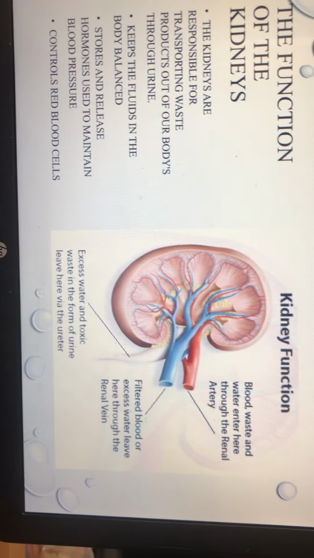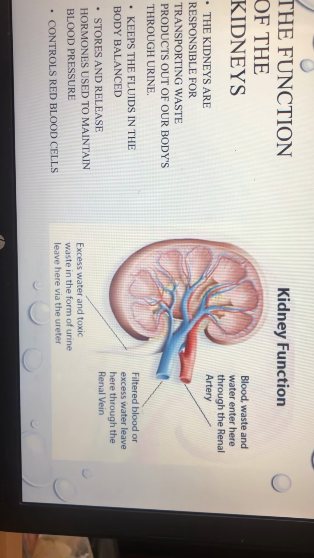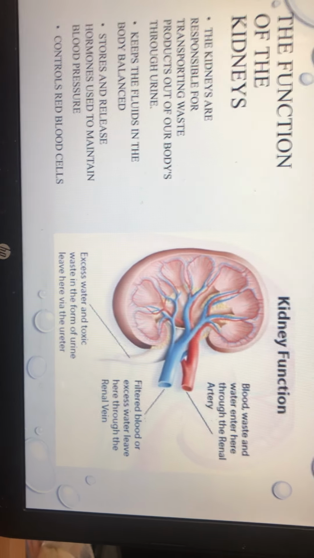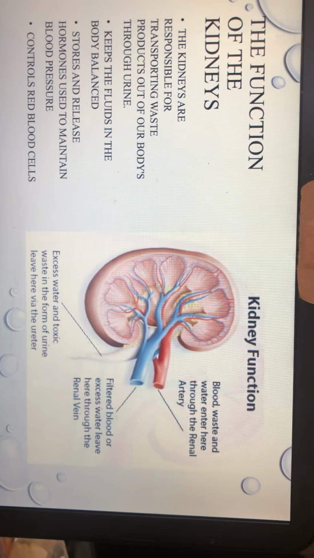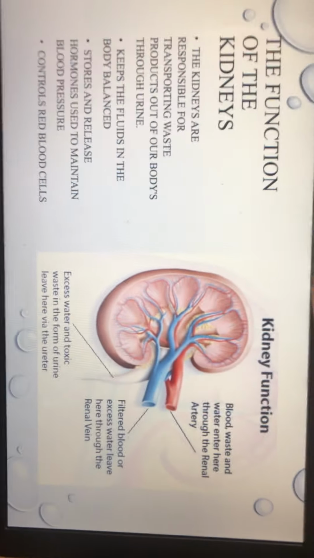And here is a diagram on how that works. So blood, wastes, and water enter the renal artery and it exits through the renal vein. And then any excess comes out through the urine, through the ureter.